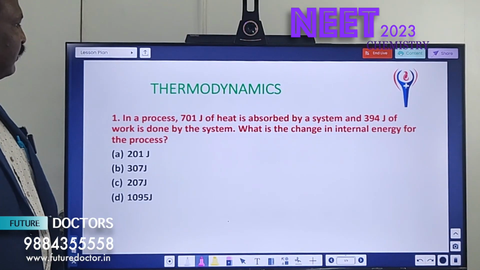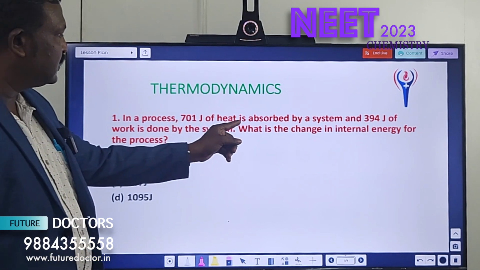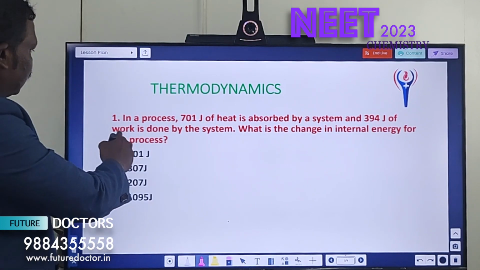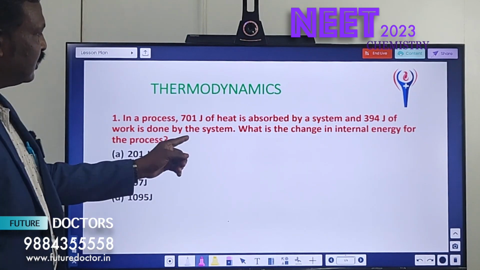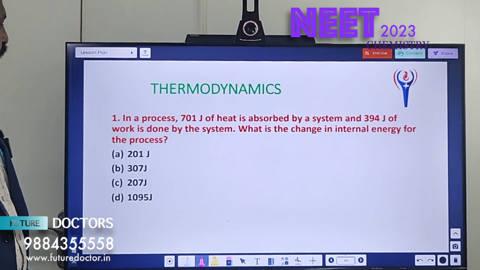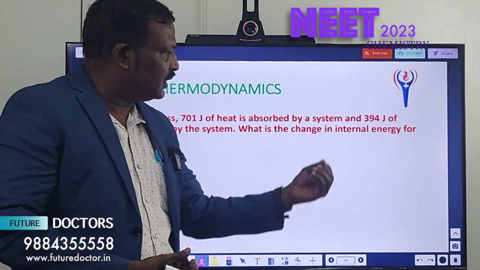See the first question. In a process, 701 joule of heat is absorbed by a system and 394 joule of work is done by the system. What is the change in internal energy for the process? So this is the question. Internal energy means the energy present inside the object. That's called the internal energy.